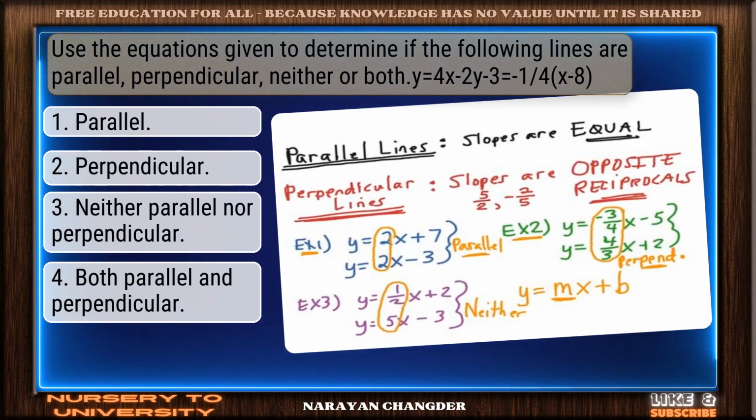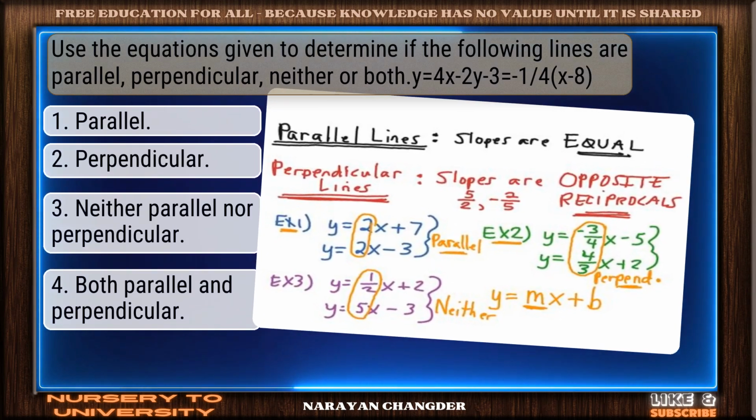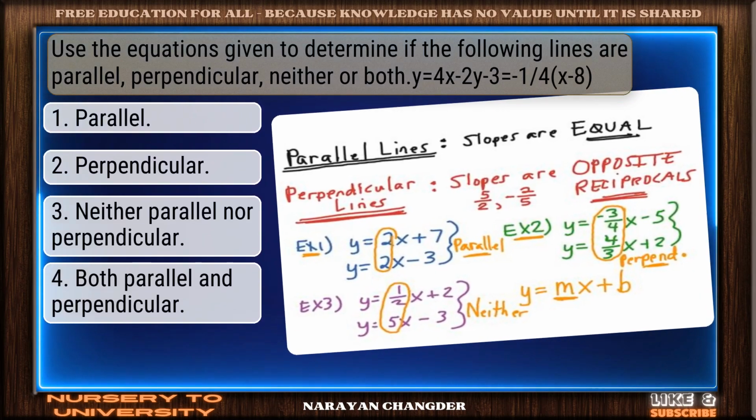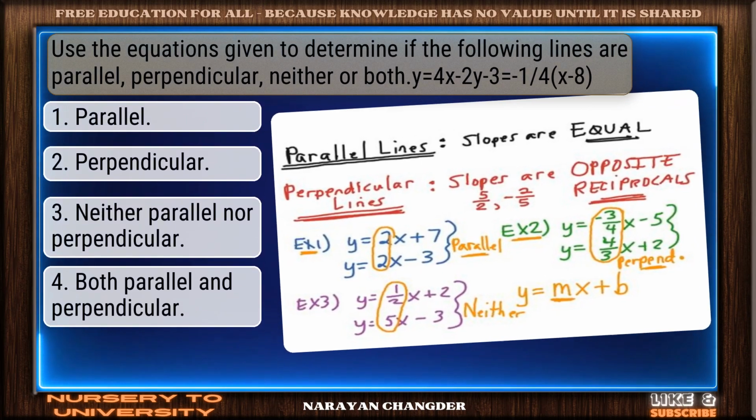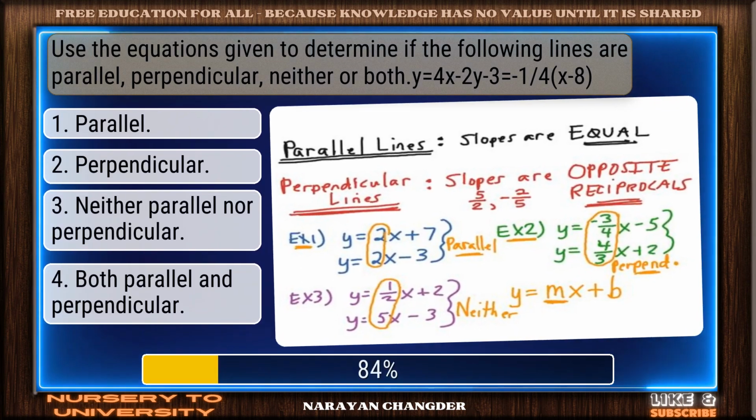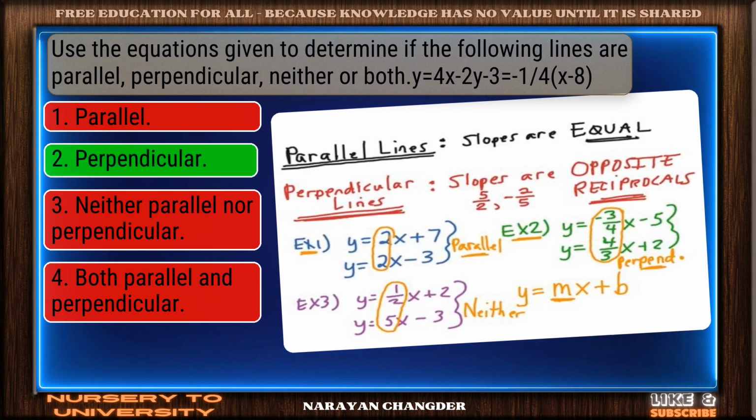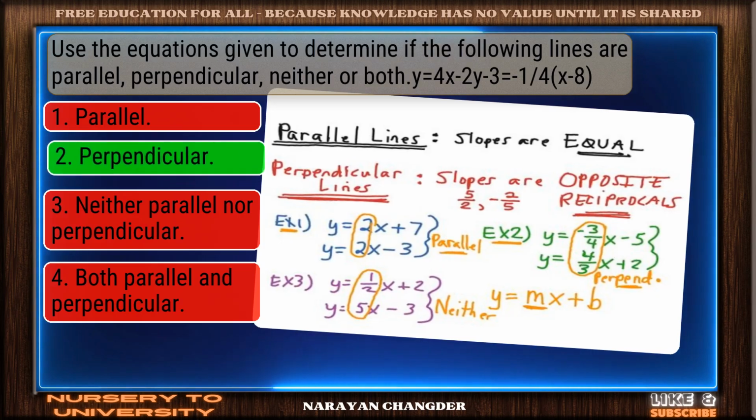Question number 13. Use the equations given to determine if the following lines are parallel, perpendicular, neither, or both. y equal to 4x, y equal to -1/4x. You're right. Perpendicular is the correct answer.